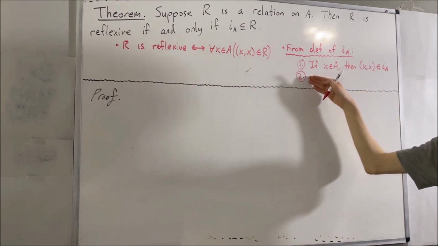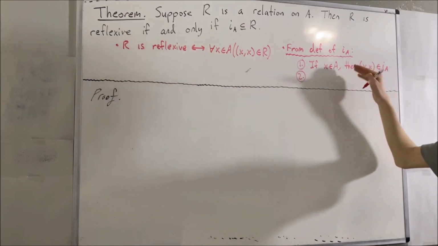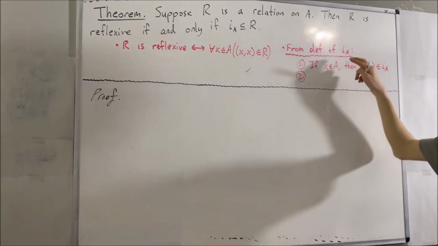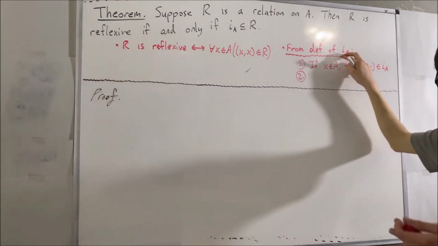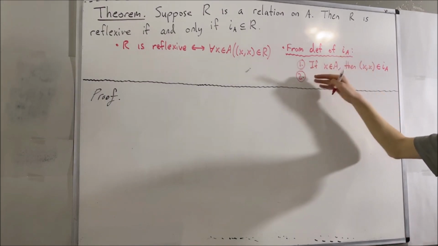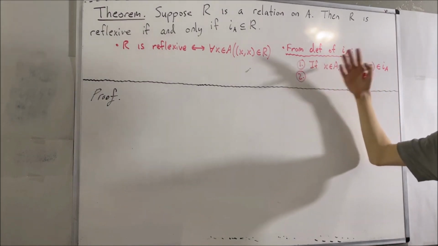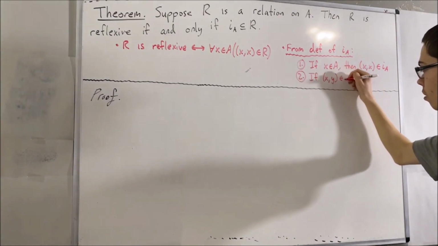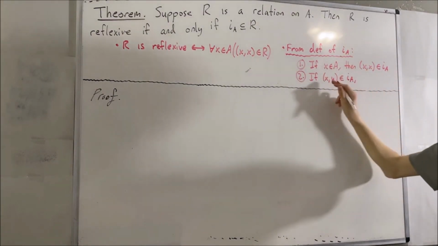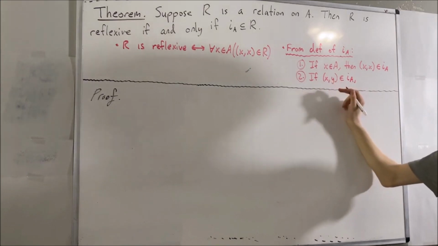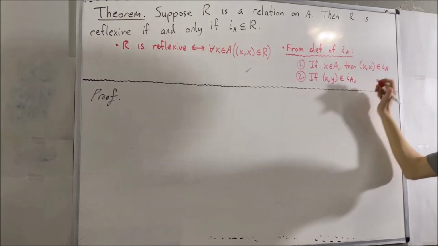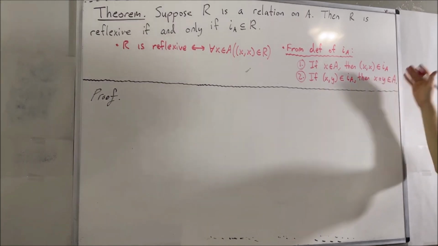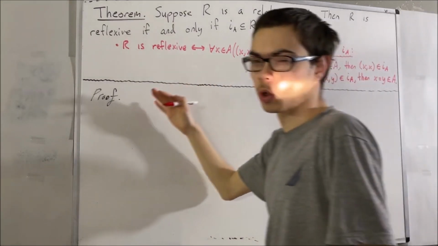As for the second one, first of all, elements in the identity relation are ordered pairs, right? Because the identity relation is a relation. So it turns out that for any element x comma y in the identity relation on A, it follows that x is equal to y, and they're elements of A. Right? Just like that. So now, we're going to go into our proof.